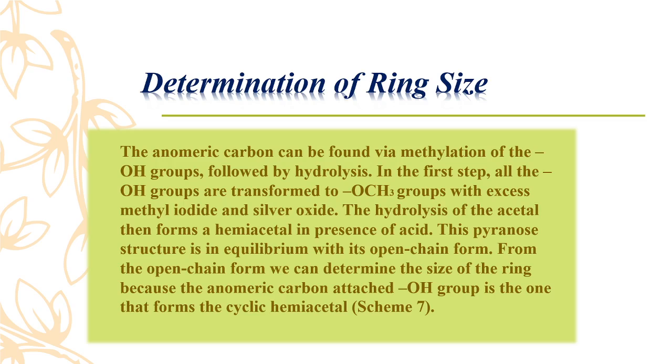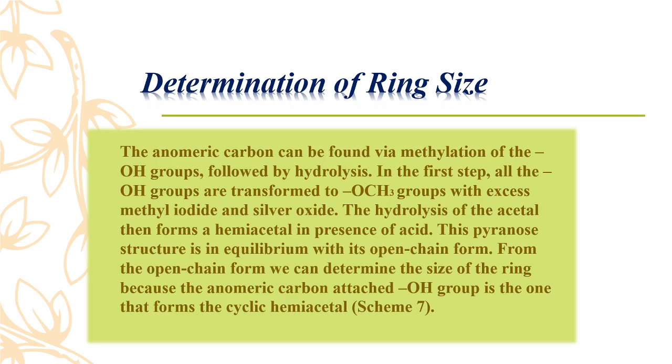In the first step, we do the methylation of the given sugar. When it is reacted with excess methyl iodide and silver oxide, all the OH or hydroxyl groups in the sugar are converted into OCH3. That means methylation of this sugar is done with excess methyl iodide in the presence of silver oxide. Okay, in the first step, methylation is done.